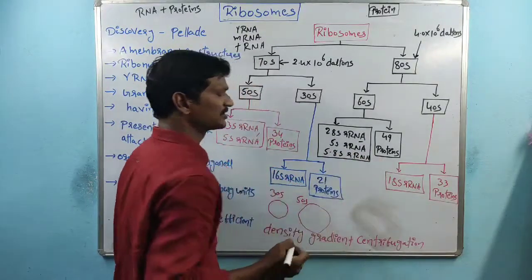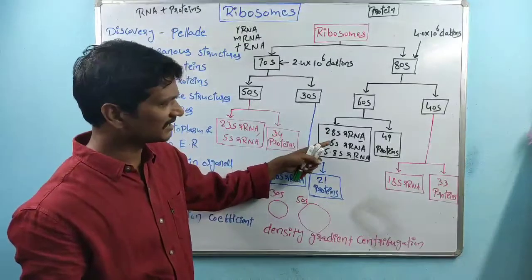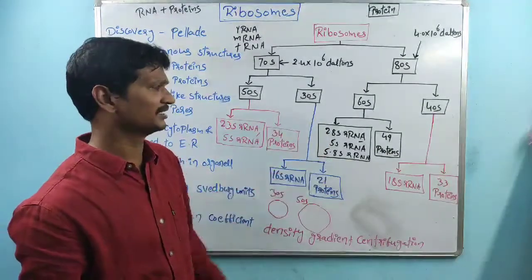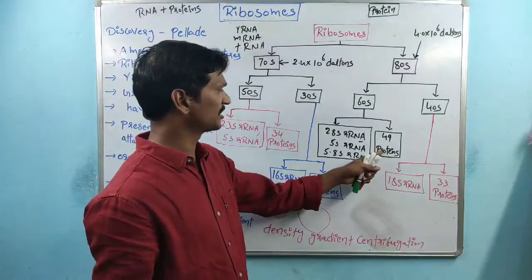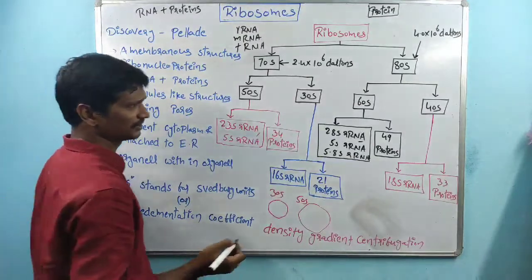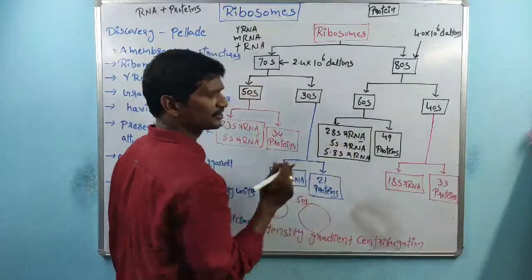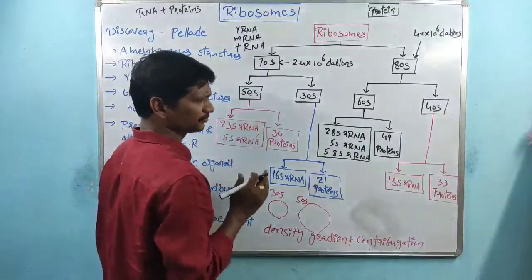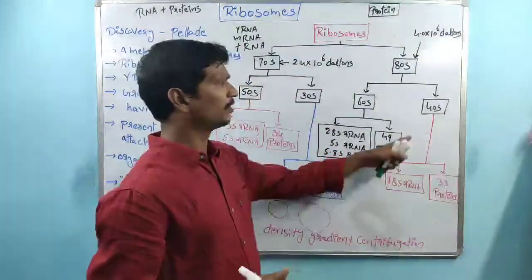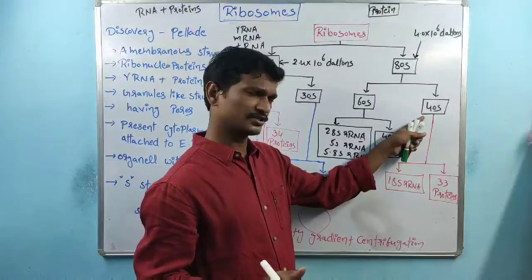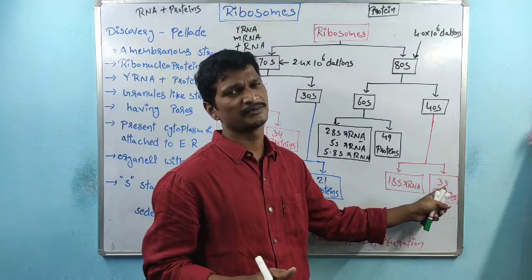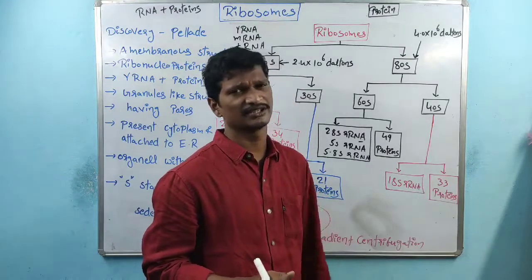Totally three rRNAs are there: 28S rRNA, 5S rRNA, 5.8S rRNA. Right? Here the total number of proteins is 49. That is about the large subunit of the ribosome. And the next one is the small subunit of the ribosome, the 40S. Here 18S rRNA is present, and the number of proteins is 33.